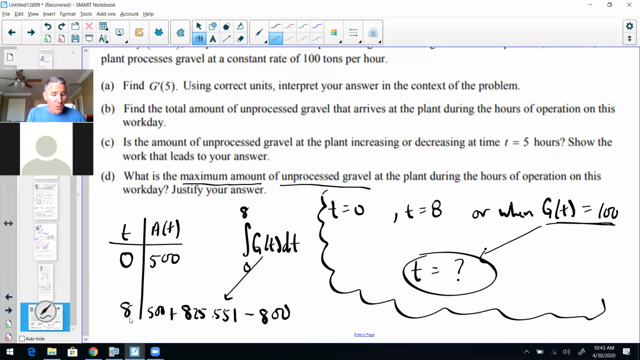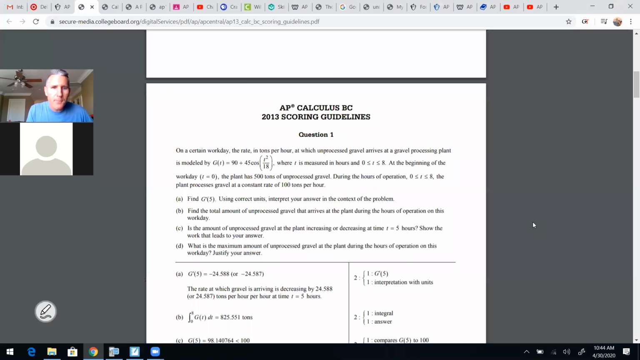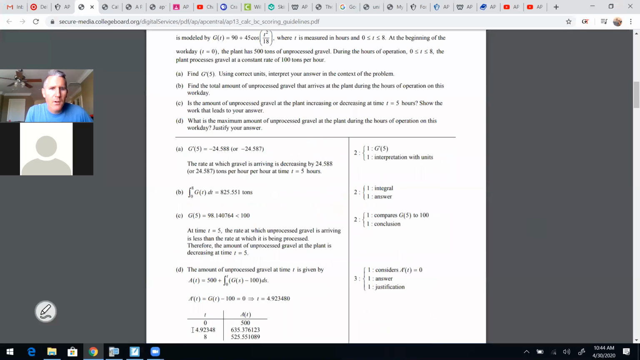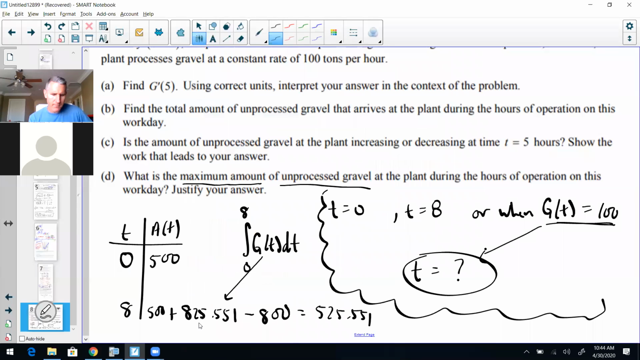Anyway, when t is equal to 8, we have the initial amount of gravel that was there, plus how much gravel was brought in throughout the day, minus how much gravel was processed throughout that day. That gives us 525.551. Then we have this t value that we would find by setting G of t equal to 0, which is 4.92348.